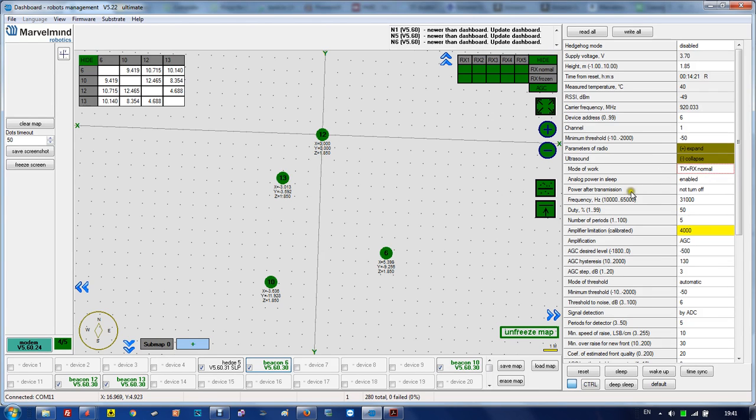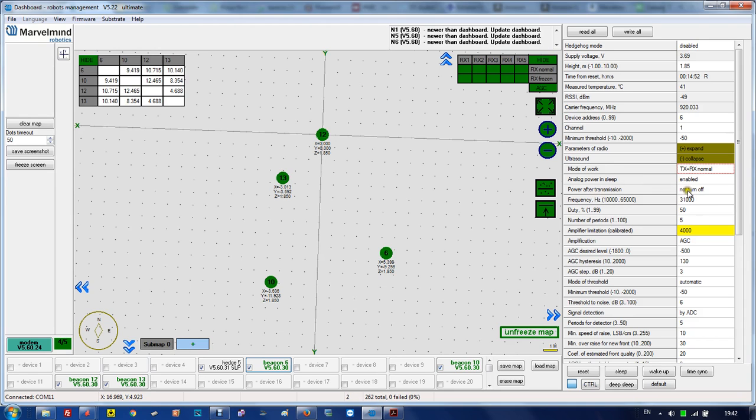TX, RX normal. This is element and sleep mode. By default, it's now enabled, and this is why the system is not so optimal in terms of power consumption. You can disable it, and it will consume far less in sleep or in deep sleep. But be careful, because we're playing with this a lot, and maybe this feature is now disabled, so I don't remember.